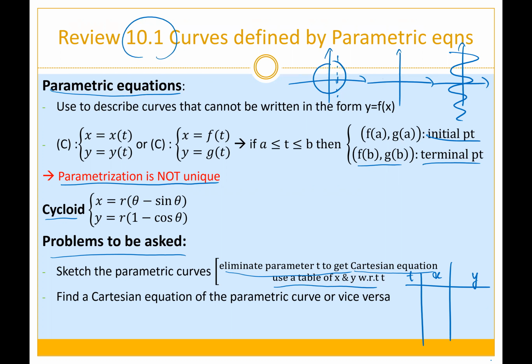Another type of question that you can be asked in this section is to find a Cartesian equation, or find a Cartesian representation of the parametric curve, or vice versa. So finishing this section, you should be able to go back and forth between these two forms. Of course, there are some parametric curves that cannot be represented in Cartesian coordinates, but in this exam, that is going to be possible, and so you have to be able to go from parametric curves to Cartesian equations.